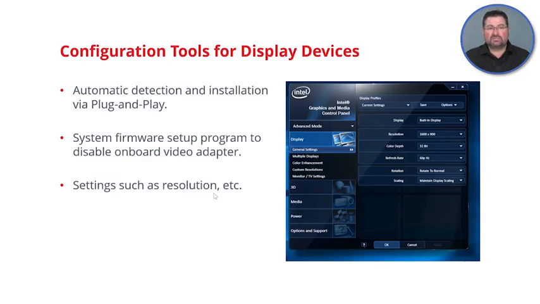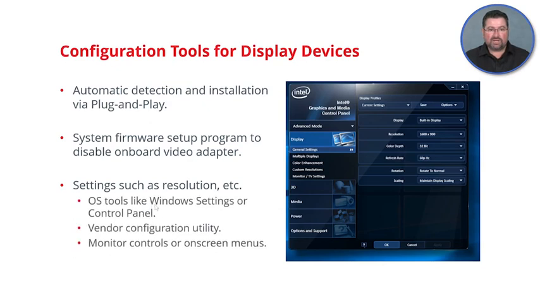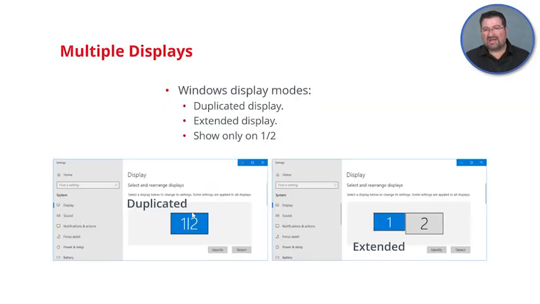Settings such as resolution and so on can all be set in Windows control panel or just personalizing your device. Right? So we got Windows settings, control panel. There's also vendor configuration utilities, like with the card that actually came with it, and that can get in some really fine-grained tuning. So if you have software that came with the video card itself, that's probably your best place to really tweak, fine-tune your graphics card.